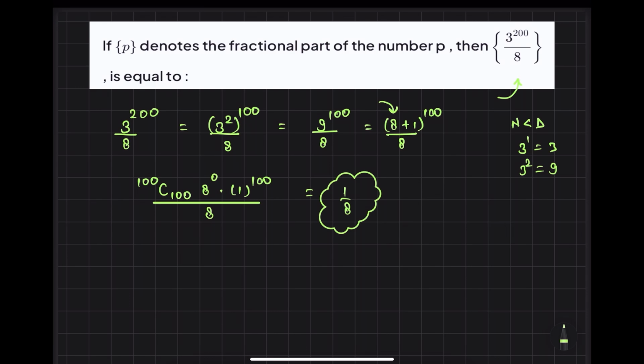And also here you cannot apply Fermat's Little theorem because the number by which you are dividing is not a prime. Okay, so here you cannot apply that concept. I hope you got clarity about this question.